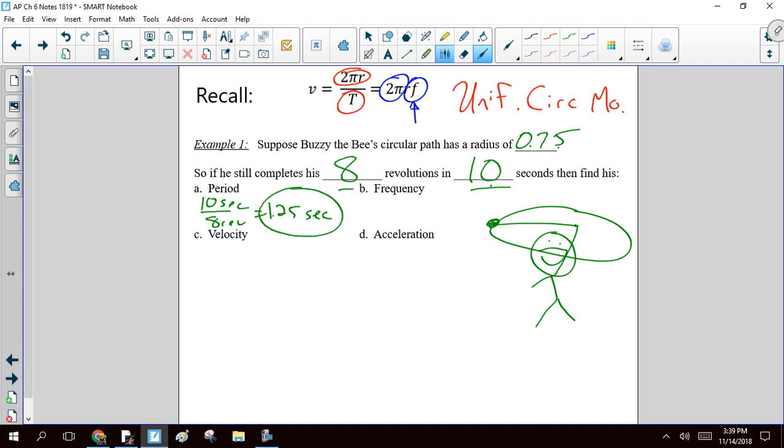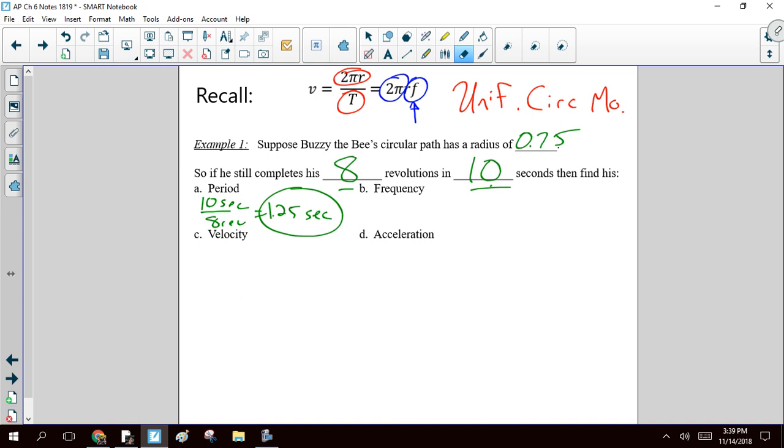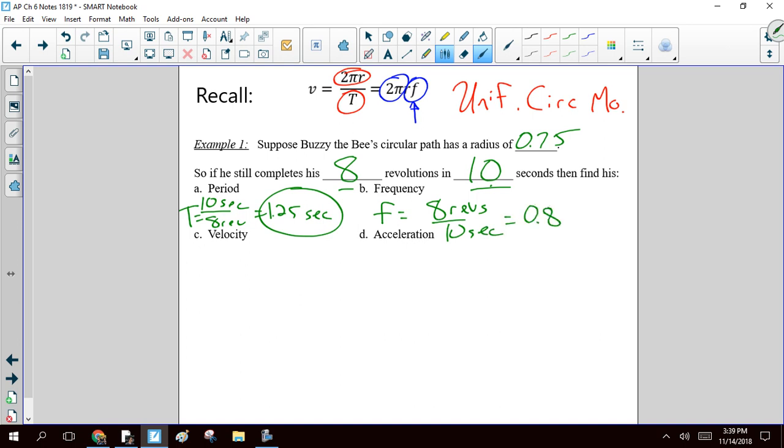All right, then to find your frequency, it's just the reciprocal of that, right? So we want to figure out your frequency. Oh, sorry, I didn't write this. Remember, period is capital letter T, if you don't remember that. So your frequency is the number of revolutions per second. In this case, we're completing 8 revolutions in 10 seconds, so divide it out and you get 0.8 revolutions per second. And we always just call that hertz.